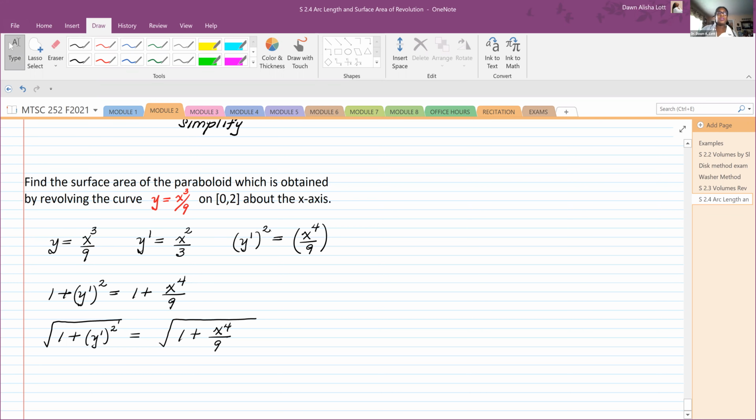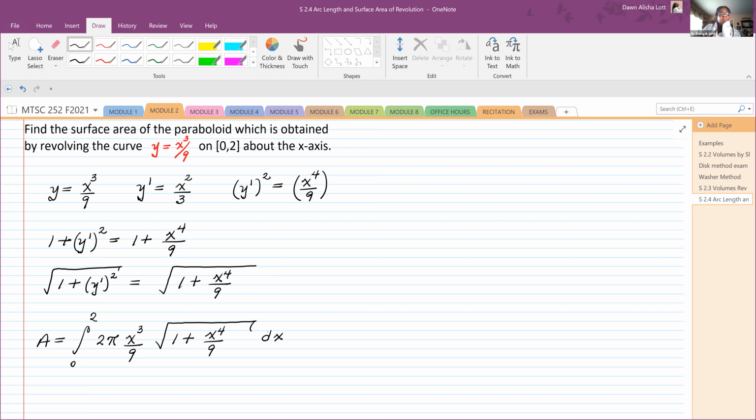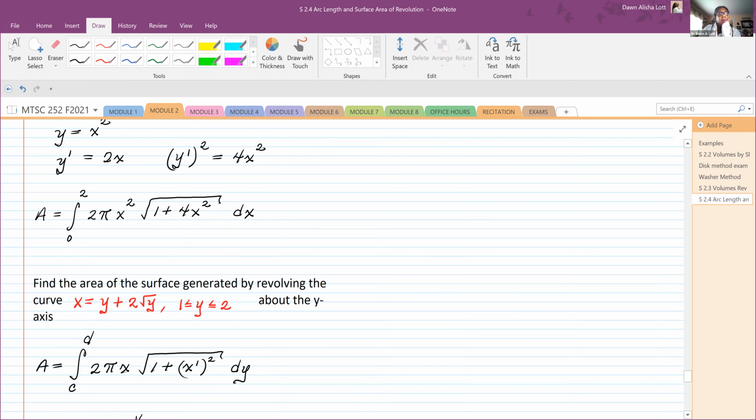Okay, so therefore the surface area is the integral from 0 to 2 of 2 pi, y is x cubed over 9, times the square root of 1 plus x to the 4th over 9 dx. Well, why in the world did the other one not work? Did I do it wrong? No, not that one.